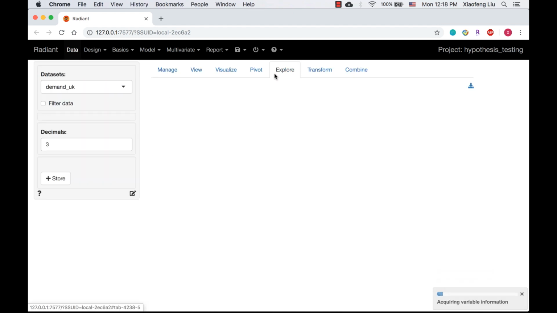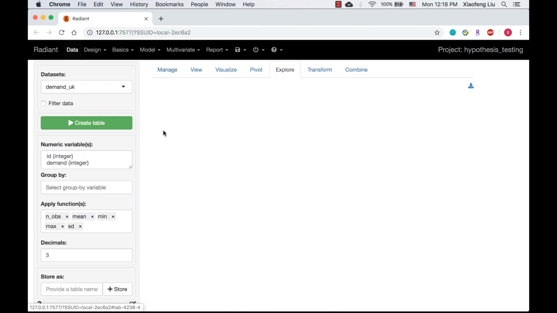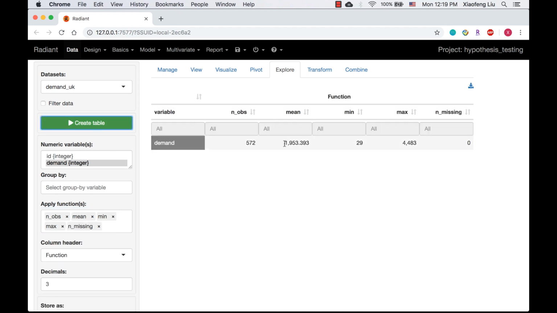If we want to learn more about the variable Demand, we can go to Explore. Select Demand. Apply the functions you need. The default ones are number of observations, mean, minimum, maximum, and standard deviation. You can also delete or add other functions. Now you know the average demand in the sample indeed is about 1953 units.